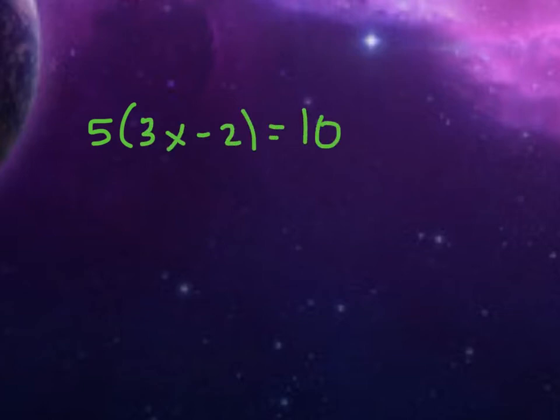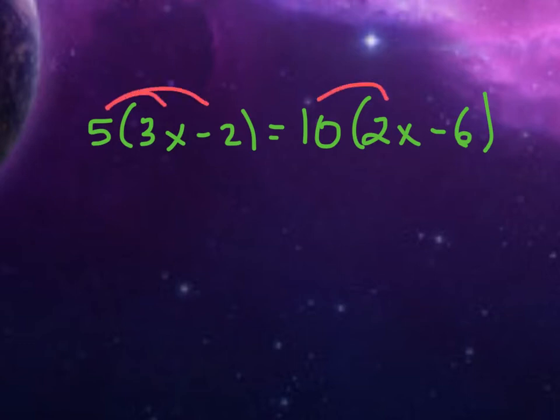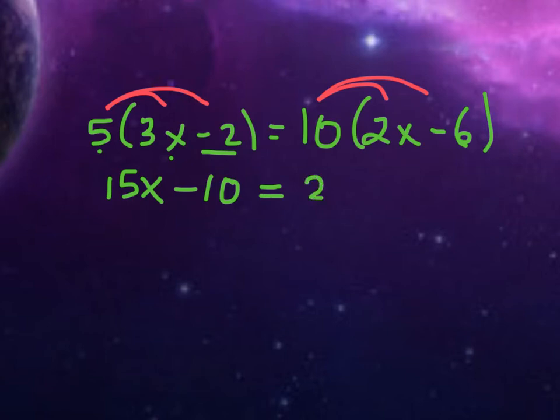So this is going to be question 7 from the handout, and it is 5 times (3x minus 2) equals 10 times (2x minus 6). All right, first step, we are going to distribute just like this and like this. So 5 times 3x would become 15x, and then 5 times minus 2 would become minus 10. Next up, 10 times 2x is 20x, and 10 times minus 6 is minus 60.